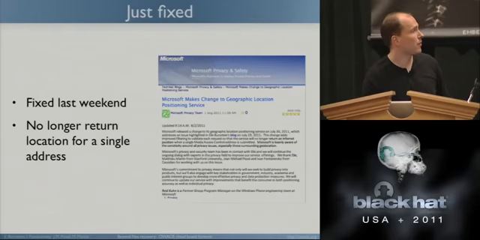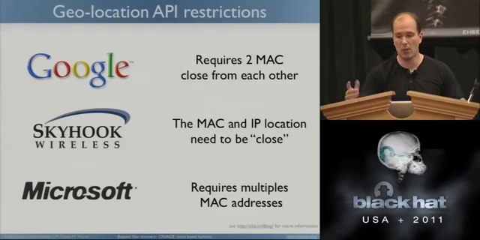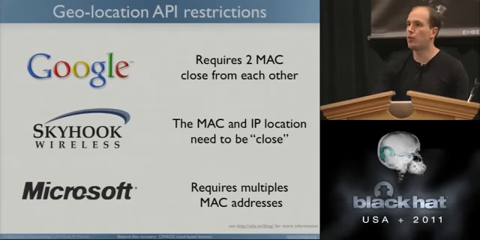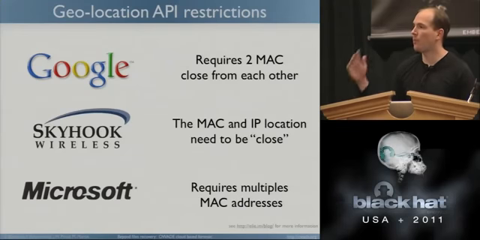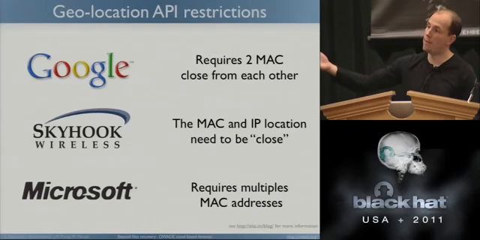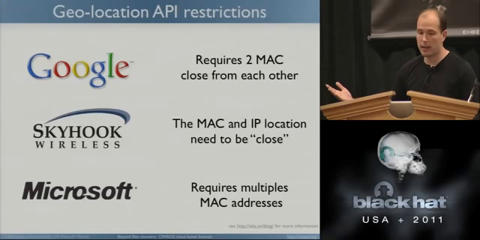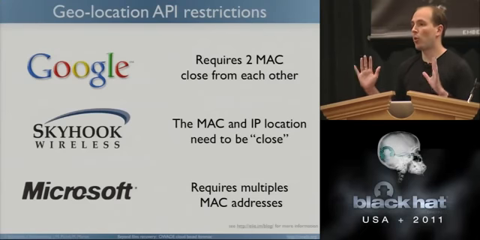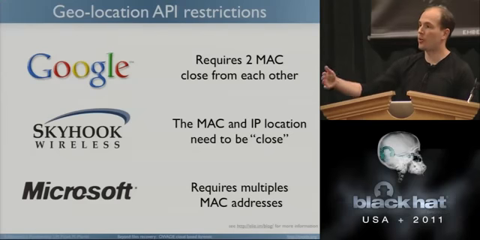This is Microsoft's statement. So now we stand here. Google requires you to have at least two MAC addresses which are close to each other, and Skyhook requires that the MAC address you are querying is actually close to your IP, as far as I can tell. And Microsoft requires multiple MAC addresses. I haven't had time to test more deeply, but it seems that none of the APIs allow you anymore to geolocalize where your access point was.